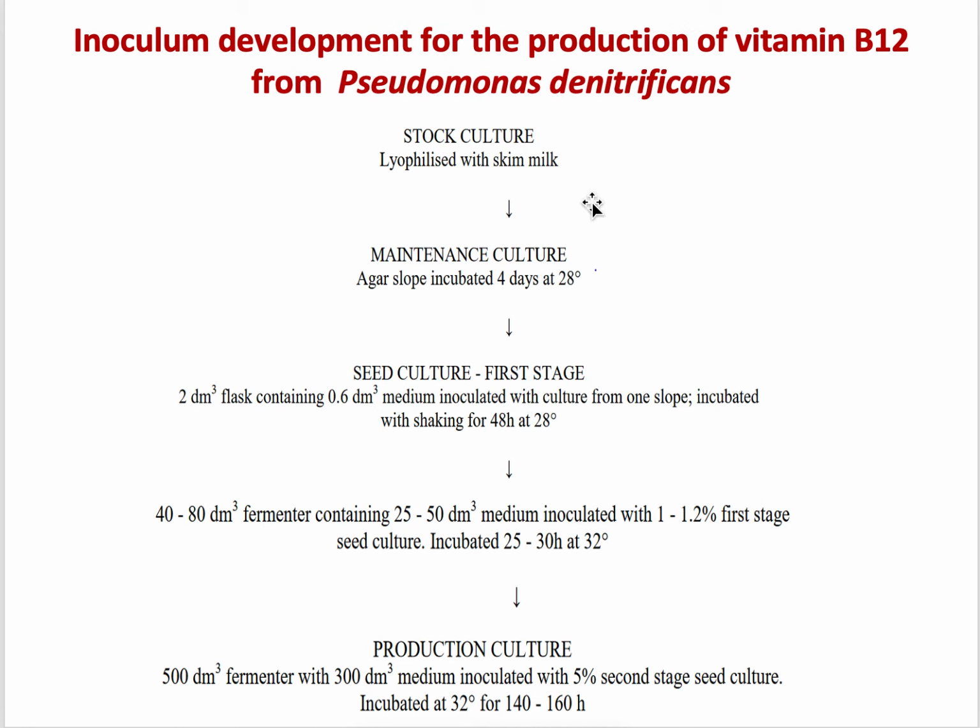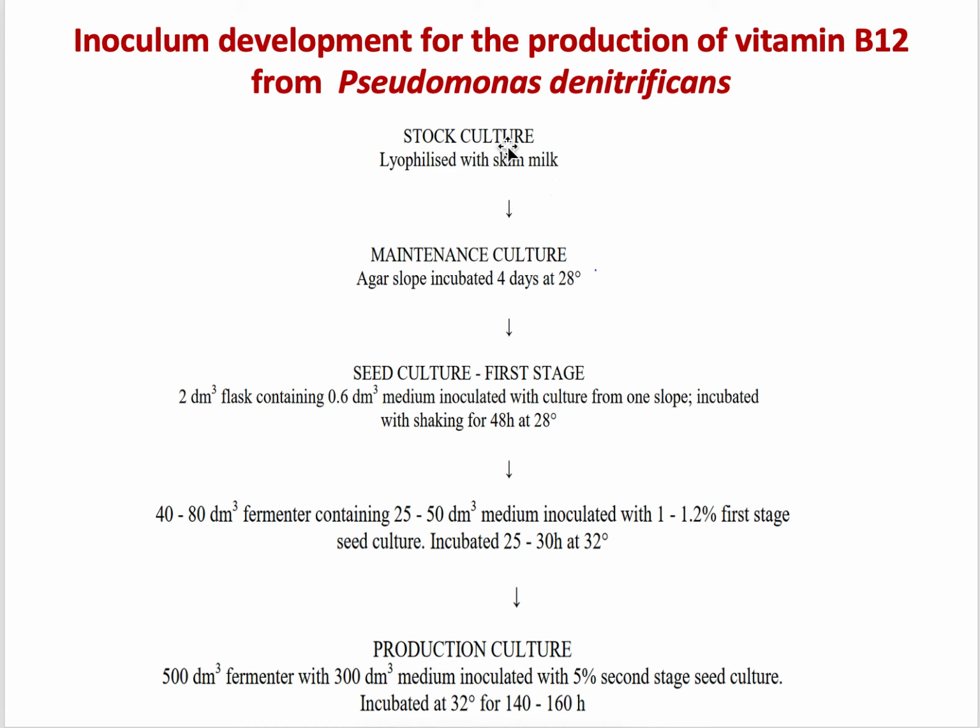Okay, so this flowchart shows the steps of inoculum development for production of vitamin B12 from Pseudomonas denitrificans. This bacteria, Pseudomonas denitrificans, is used to produce vitamin B12, and these are the steps of their inoculum development. So first, the stock culture is lyophilized with skim milk.